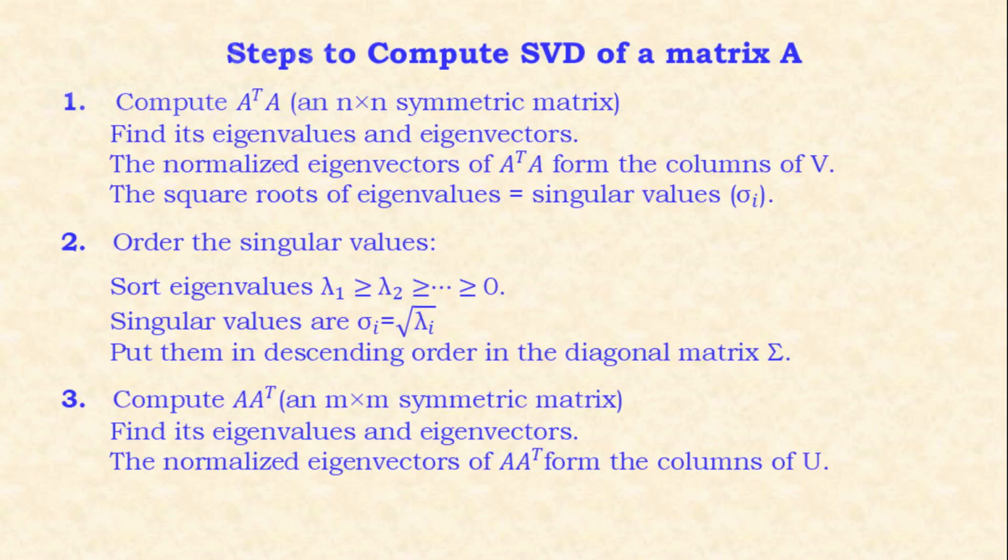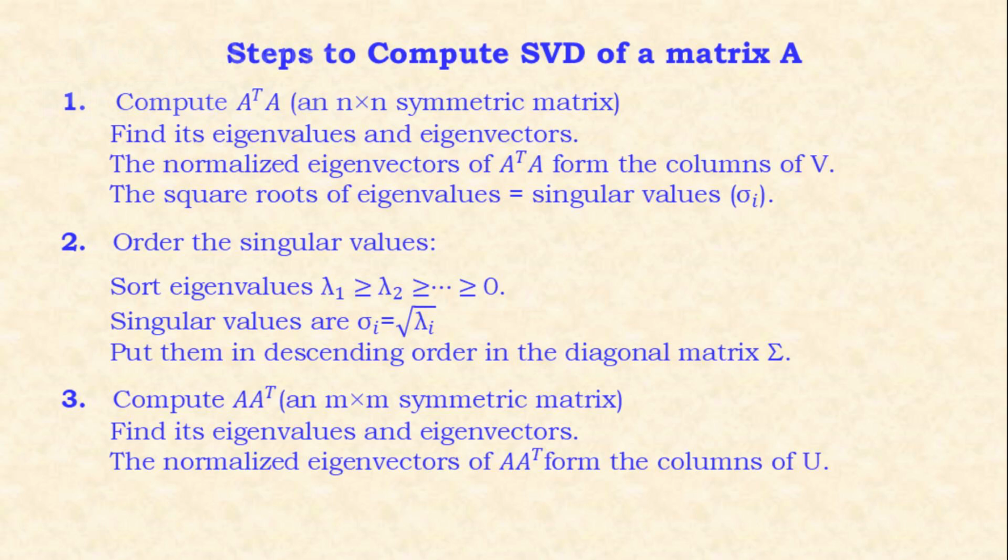The following are the steps to compute the singular value decomposition of a matrix A. First, compute the transpose of A times A, which is an N by N symmetric matrix. Find its eigenvalues and eigenvectors. The normalized eigenvectors of transpose of A times A form the columns of V. The square roots of eigenvalues are called singular values and denoted by sigma i.